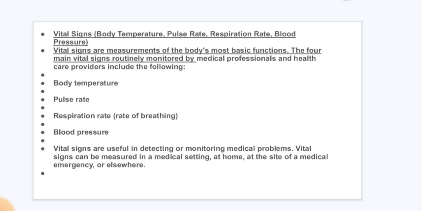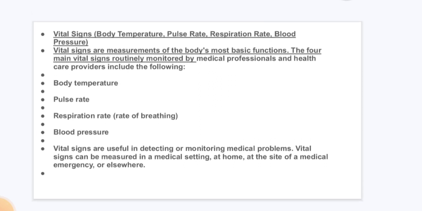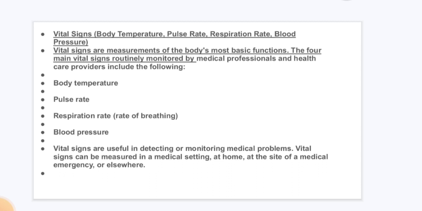If any changes occur, suppose in temperature, respiration, or BP, in these vitals any changes, maybe increased or decreased, it is a reason for some other internal problem. Suppose BP increased, it's related to a heart problem. Respiration may be increased or decreased, it's related to a lung problem. So vital signs assess the functions of our basic organs.